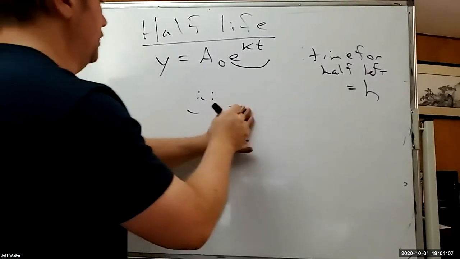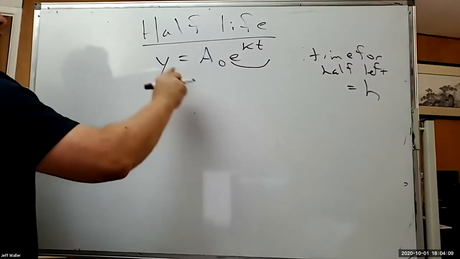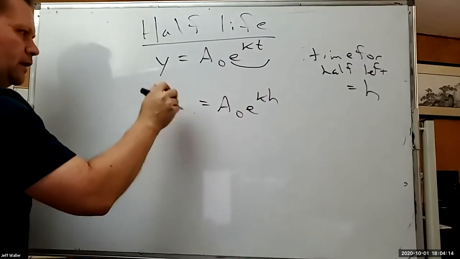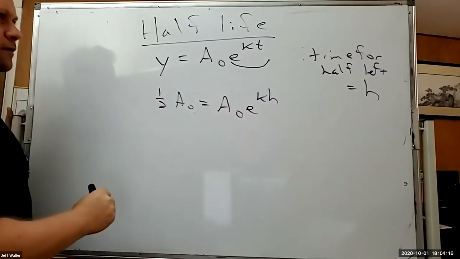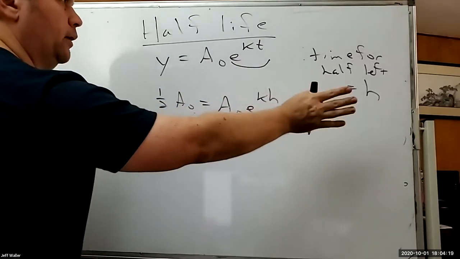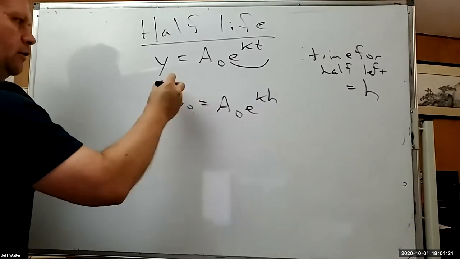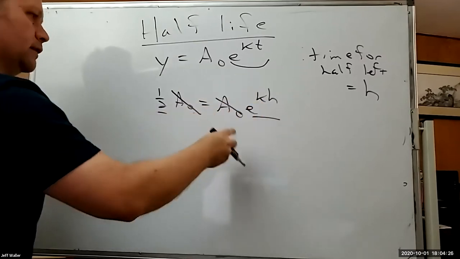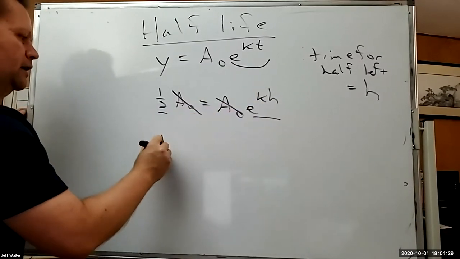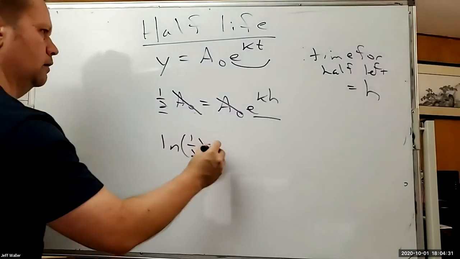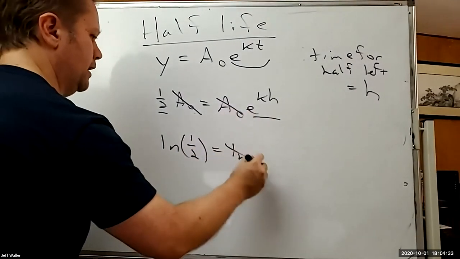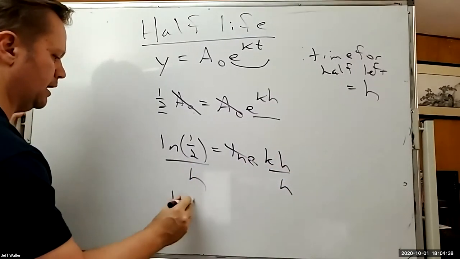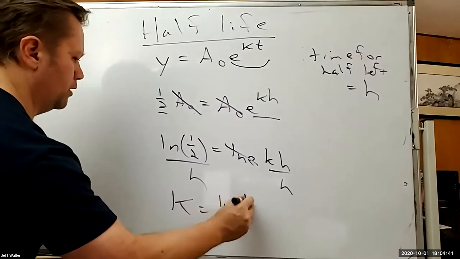One half, exactly. If I put an H in here, there would have to be half of this left. That's the whole idea: H time later, there's going to be half of what I started with. So this is one half. Then I solve for K the same way as before. I take a natural log, the natural log of E cancels, and then I divide by H. So I get K equals the natural log of one half, over H.